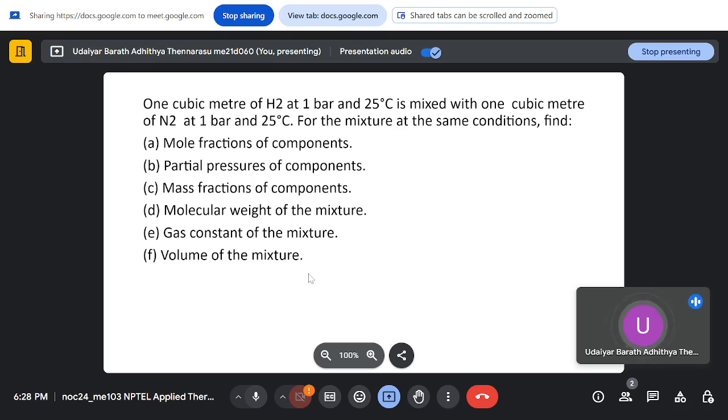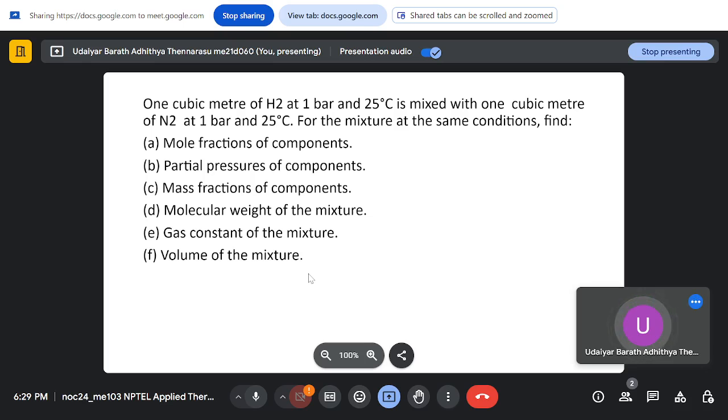1 cubic meter of hydrogen at 1 bar and 25 degrees Celsius is mixed with 1 cubic meter of nitrogen at 1 bar and 25 degrees Celsius. For the mixture at the same condition, find A, mole fraction of components, B, partial pressure of components, C, mass fraction of components, D, molecular weight of the mixture, E, gas constant of the mixture, F, volume of the mixture.